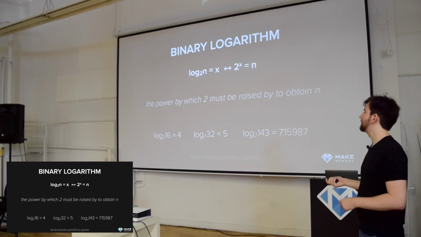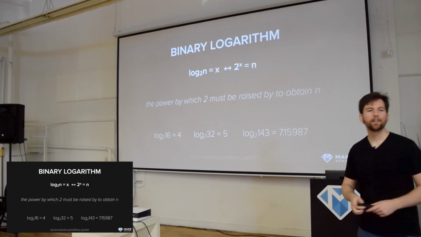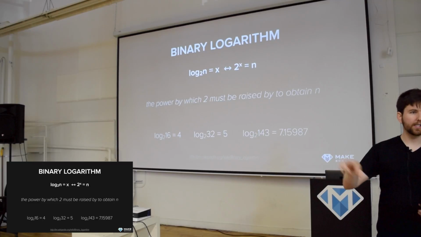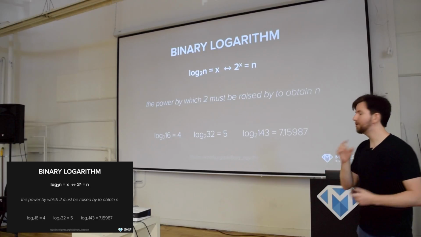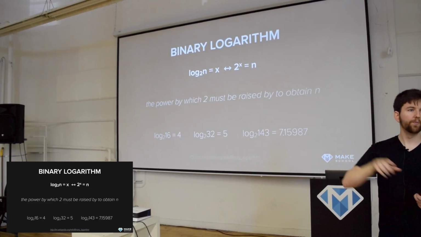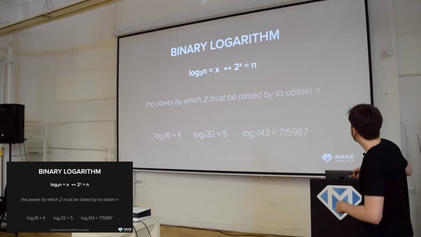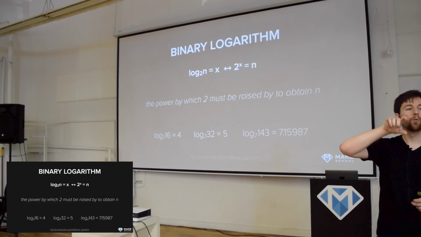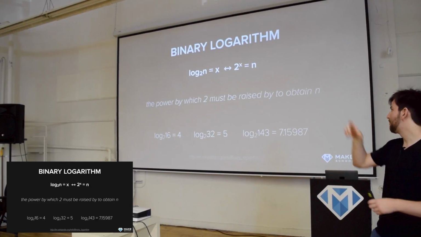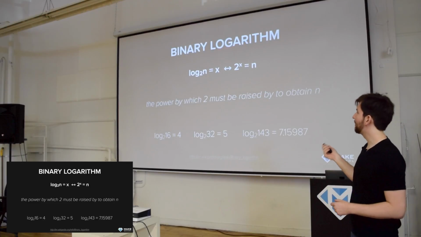So here are some examples. Log base 2 of 16 is 4, because 2 to the 4 is 16. Log base 2 of 32 is 5, because 2 to the 5 is 32. Log base 2 of 143 is 7.15987, because 2 to the 7.15987 is 143. So any questions on the definition of logarithm?